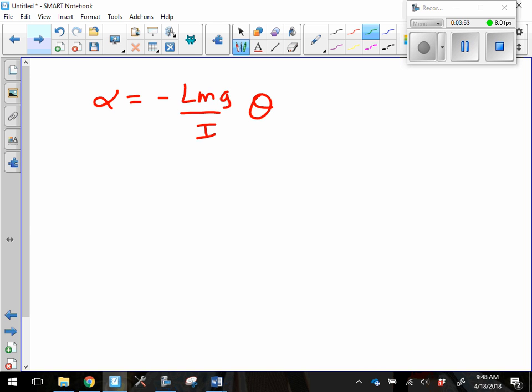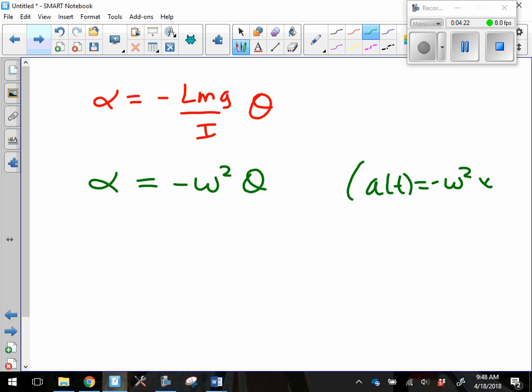Which we actually figured out, and that's why we were using the tangential component of the gravitational force. But we also said that to be a simple harmonic oscillator, alpha was going to be equal to negative omega squared times theta. Or, as we also call it sometimes, a of t was negative omega squared x of t. But I can use my thetas and my x's interchangeably.